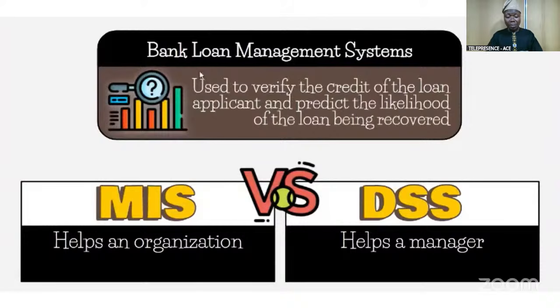We have an example of a transaction processing system. We have a bank loan management system used to verify the credit of the loan application. There are many examples that we can see out there.